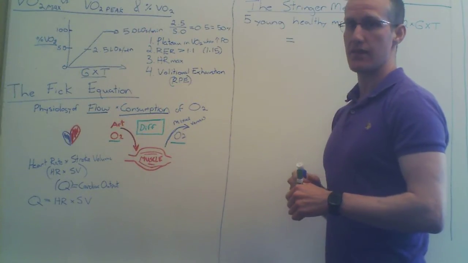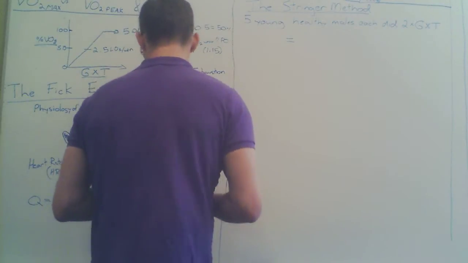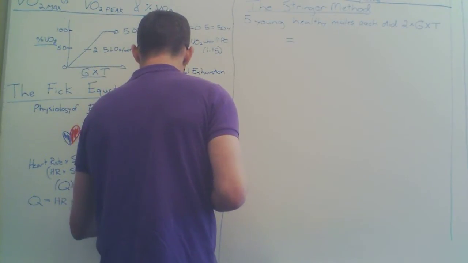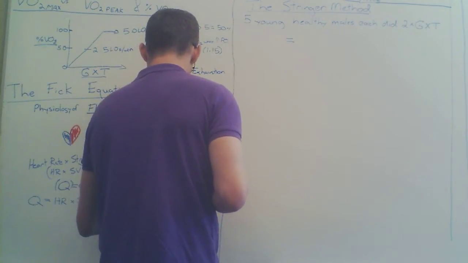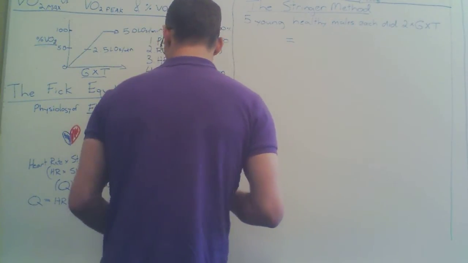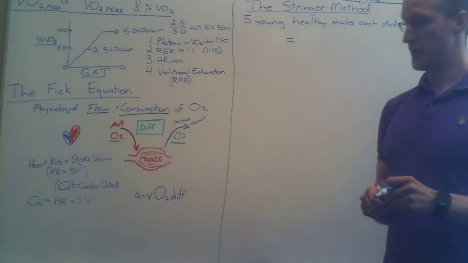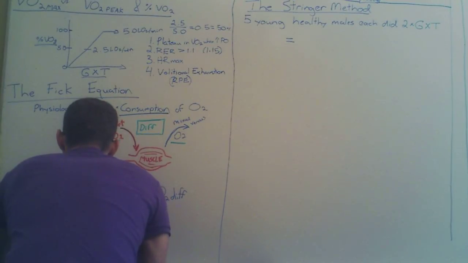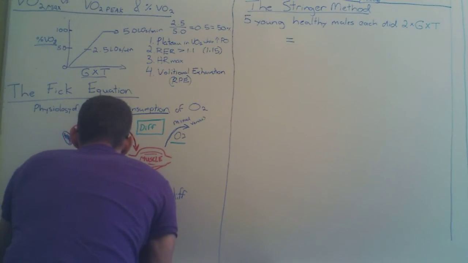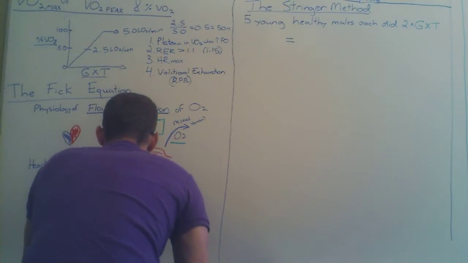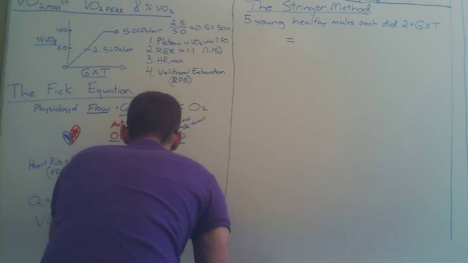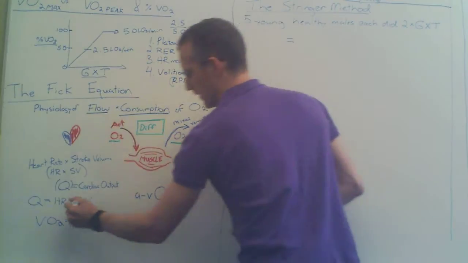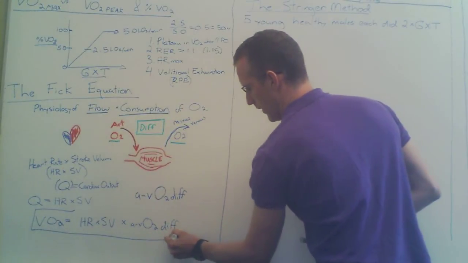The problem with this is it's difficult to do. So let's just summarize what that looks like in the equation. A minus VO2 difference. So the Fick equation is the big one to write down. VO2 would be equal to the heart rate times the stroke volume times the A minus VO2 difference. The Fick equation. Very important.